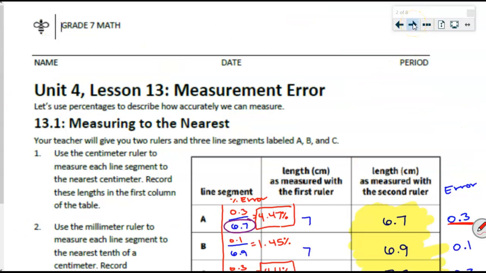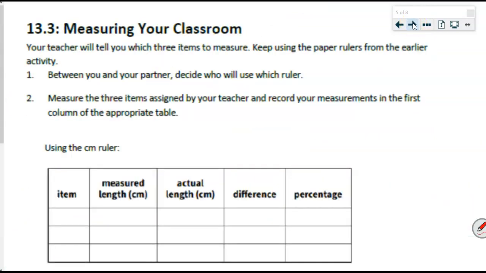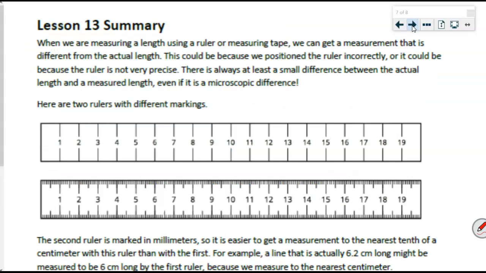All right, and we are skipping an activity. The next activity that we should be doing in this lesson is measuring different things in the classroom. That's not going to do any good in a recording, and we're a little bit short on time here in the classroom. So let's skip ahead to the summary.